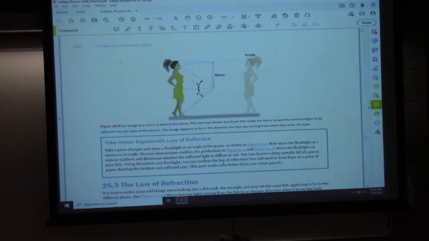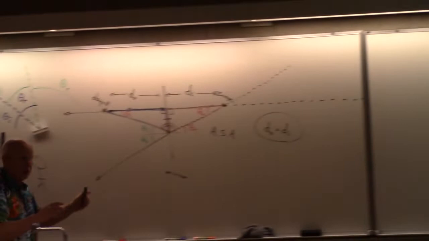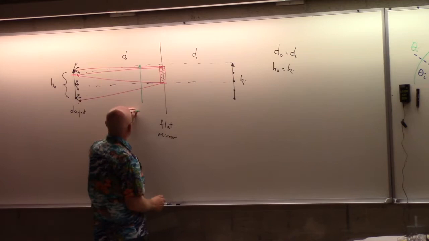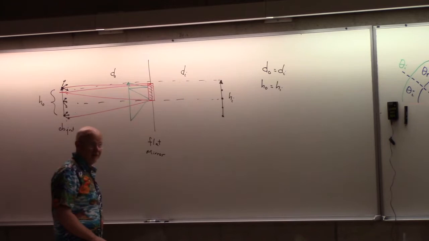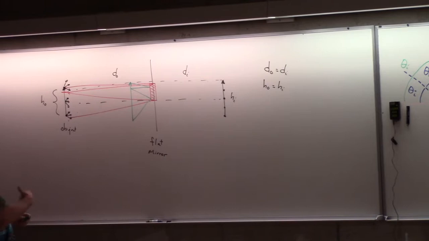Right, and notice that wouldn't change. If I got closer to the mirror, so I put somebody right here, the light's still going to go off and hit like that. The angle's just steeper. So no matter where this person stands, close to the mirror or far from the mirror, the height of that flat mirror is the same.